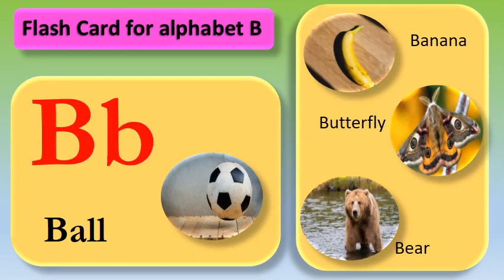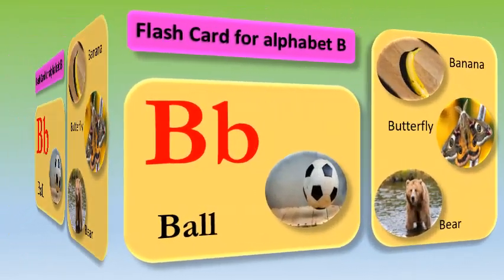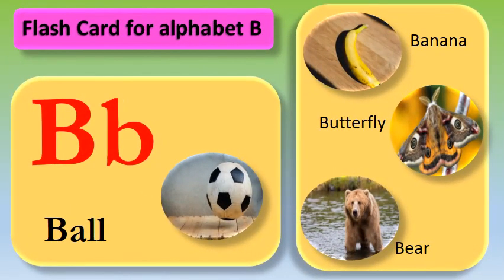In the same way, B for ball is the prompt of the flashcard, and on the other side, B for banana, B for butterfly, B for bear. These are the three objects on the other side of the flashcard. Now, let's identify all the alphabet objects using this flashcard method.